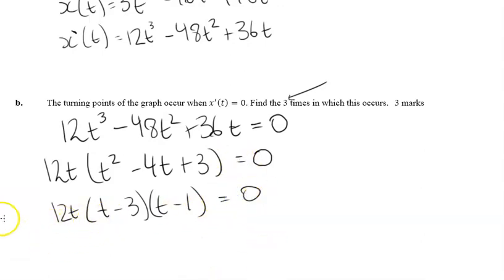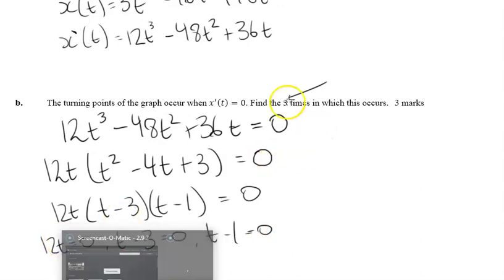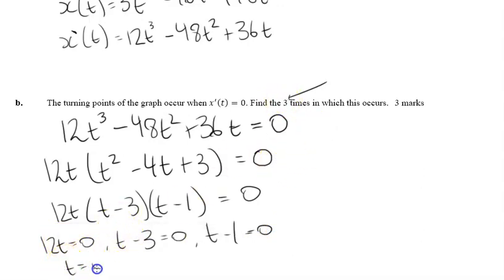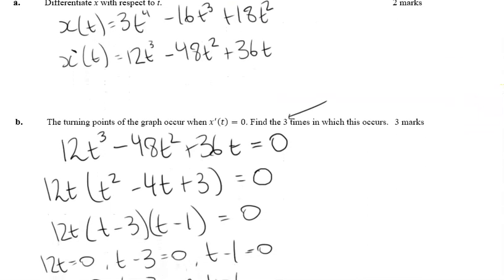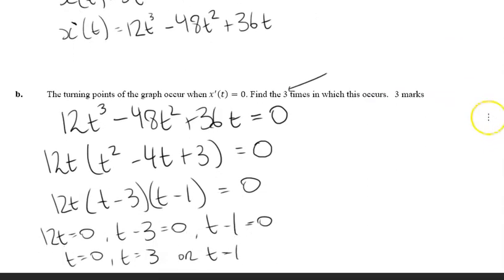And then we can use our null factor law to imply that 12t can equal 0, t minus 3 can equal 0, or t minus 1 is equal to 0. Which implies that t is equal to 0, if we divide both sides by 12, t is equal to positive 3, or t is equal to positive 1. So at these 3 points, 0, 1, and 3, my gradient is equal to 0. So these are the 3 times at which this occurs.